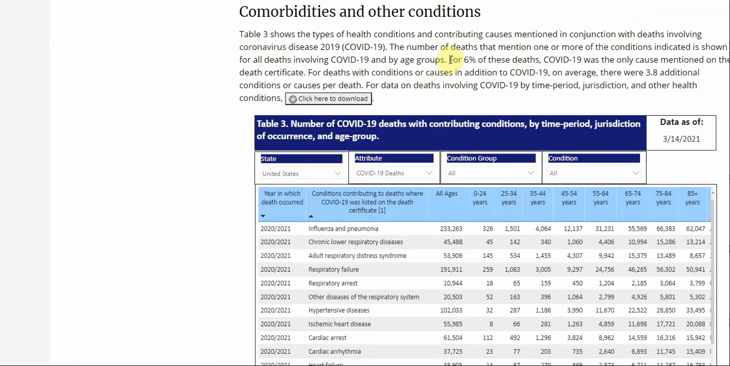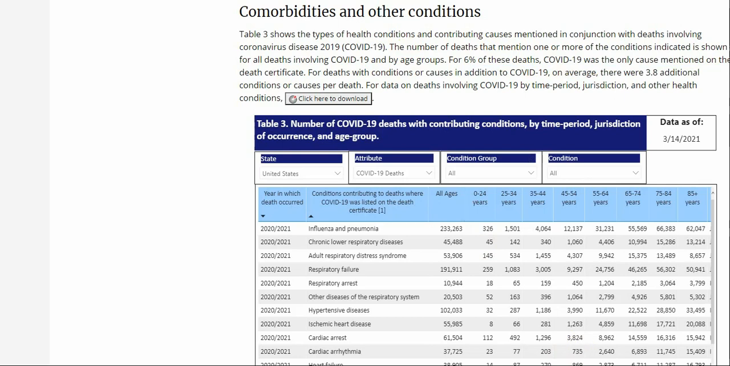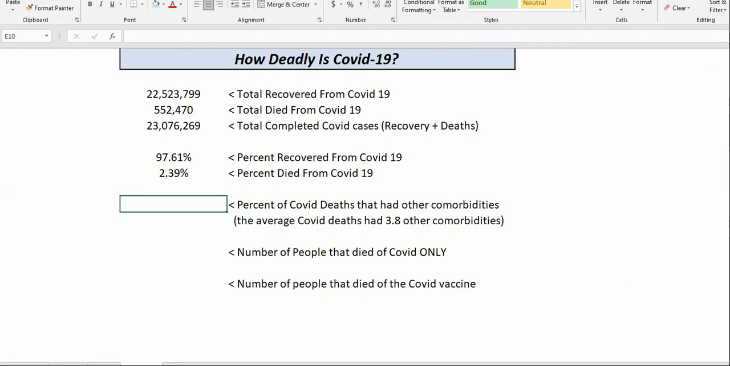It's very important to note here that for 6% of all COVID-19 deaths, COVID-19 was the only cause mentioned on the death certificate. So of all COVID-19 deaths, only 6% had COVID-19 as the only cause mentioned on the death certificates. So that means 94% had other comorbidities. So I'm going to put in 94% here.